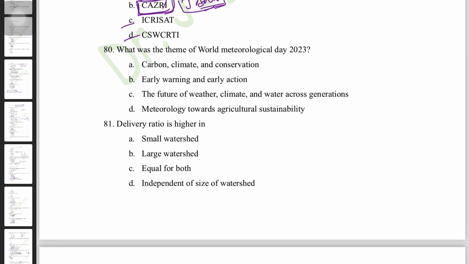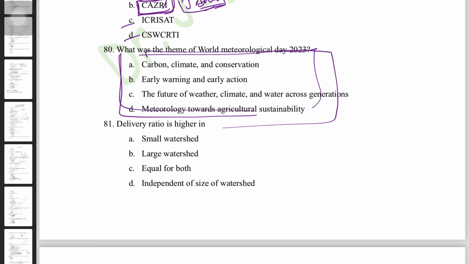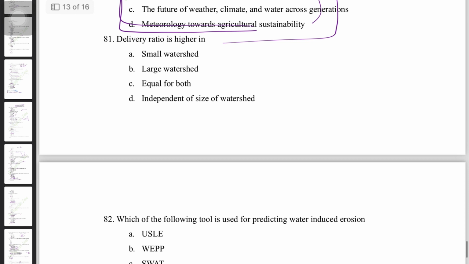What was the theme of World Meteorological Day 2023? It is your task to find out. Okay, so this is homework for you. You just find it out.